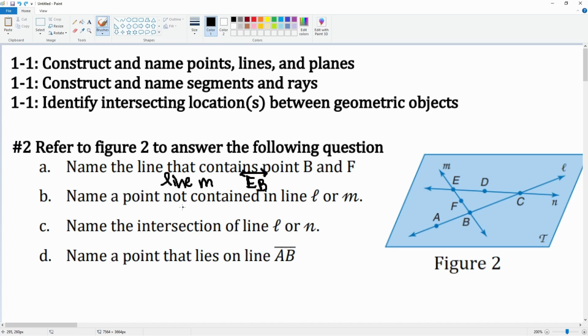B. Name a point not contained in line L or M. So here we have line L is right here. Then we have line M, which is right here. The only point that's not on either of them is point D. This point here is not on any of those lines. Okay? So the point D is the only one that is not contained on line L or M.